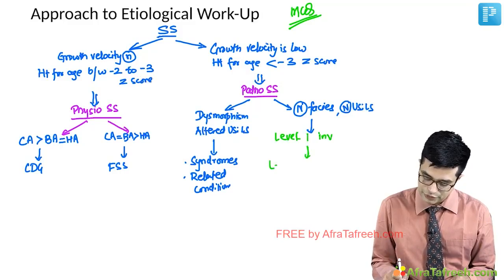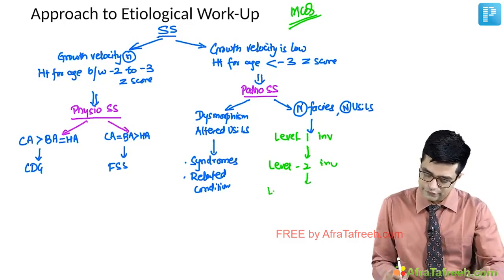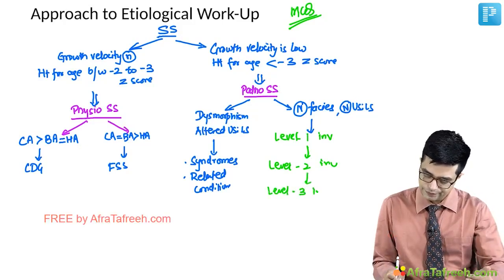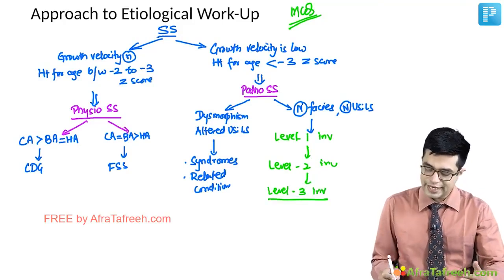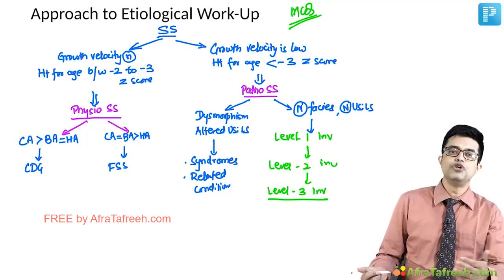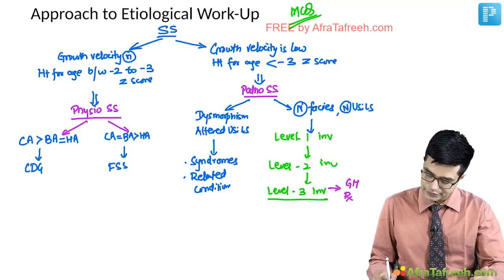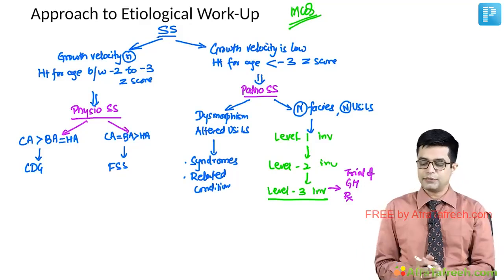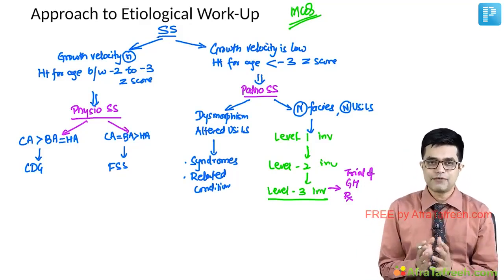Then you will perform level 2 investigations. The ones that are already done, you will not repeat them, and then you will do level 3 investigations. And if level 3 investigations have been done and nothing is coming out, you think of idiopathic short stature, you can consider growth hormone therapy. You can give a trial of growth hormone therapy in case nothing is coming out of it. So this is the etiological workup which has been simplified.